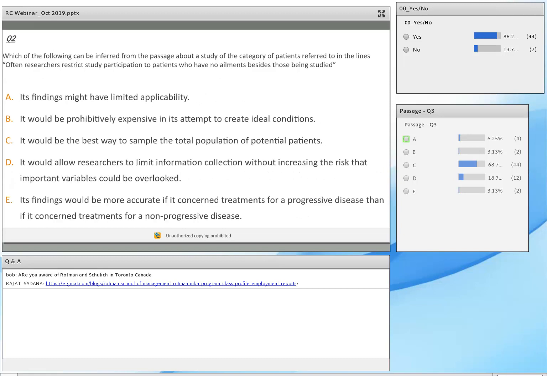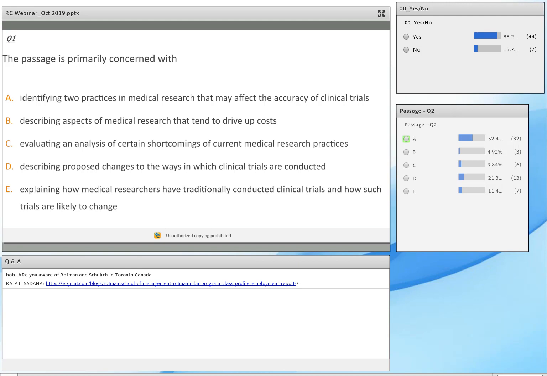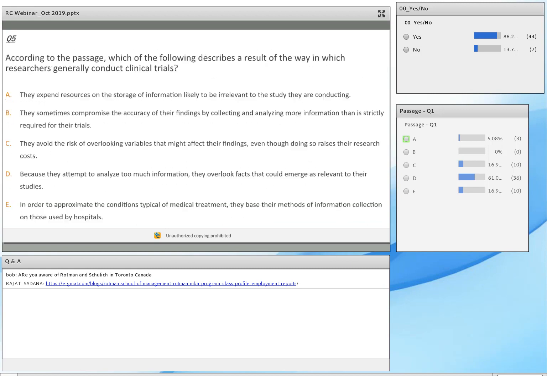Let's go to question number 2 now. Question 2, choice A is the correct answer. About 52% of the class got this question correct. And then let's come to question number 1. Question 1, choice D is the correct answer, and 61% of the class got this question correct. And here are your results. So question 1 is D, and let's go ahead.